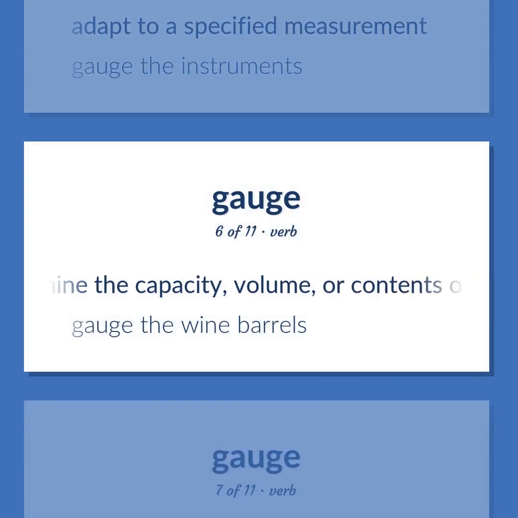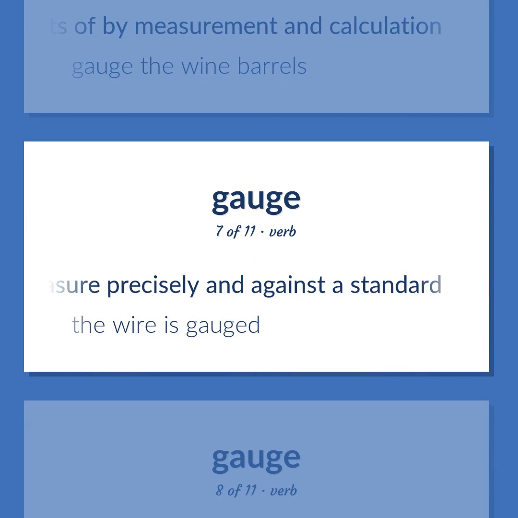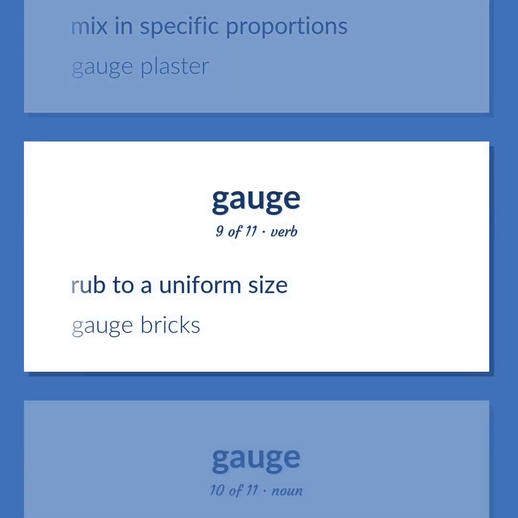Determine the capacity, volume, or contents of by measurement and calculation. Gauge the wine barrels. Measure precisely and against a standard. The wire is gauged. Mix in specific proportions. Gauge plaster. Rub to a uniform size. Gauge bricks.